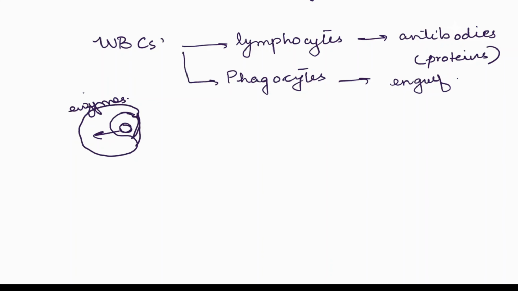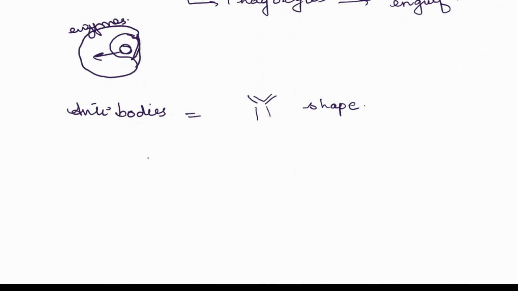Then how do the antibodies work? Let's talk about the working of antibodies. The antibodies have a Y shape, usually a Y shape, and they are complementary to the antigen.